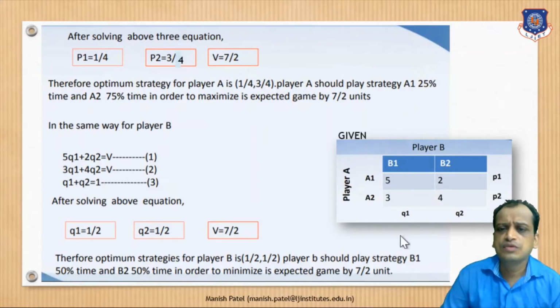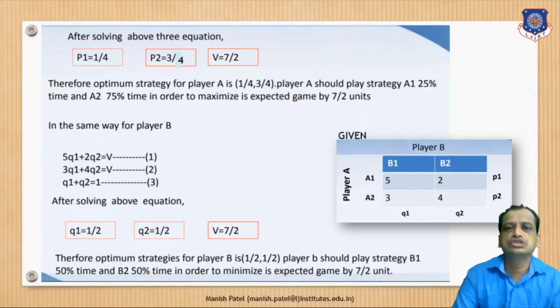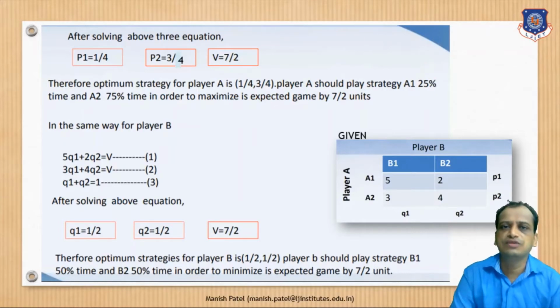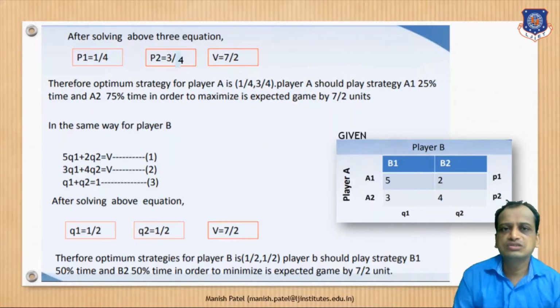Here, obviously, you will get 5q1 plus 2q2, which is equal to the value of the game. And here, if you see, 3q1 plus 4q2 is equal to the value of the game, and q1 plus q2 again constitute equal to 1, which is the total probability, right? So again three equations are there and three unknowns are there: q1, q2 and the value of the game. So you put these values into the equations and you will find out q1, q2 and the value of the game.